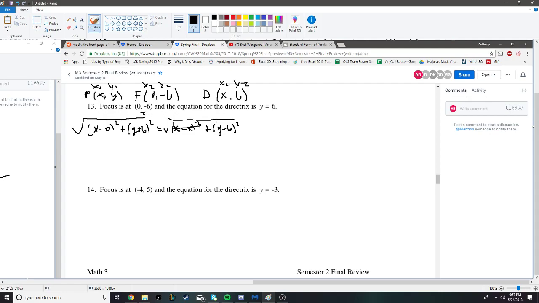So let's square both things, cancel out what we can. So x minus 0 squared is just x squared. FOIL that out to be y squared plus 12y plus 36. Those x's canceled, so this is y squared minus 12y plus 36. Y squared on both sides cancel. 36's on both sides cancel. Get the x squared by itself by subtracting 12y from both sides. And we get x squared equals negative 24y.